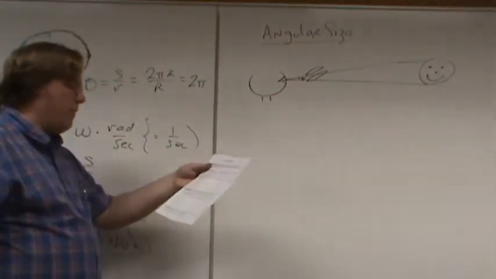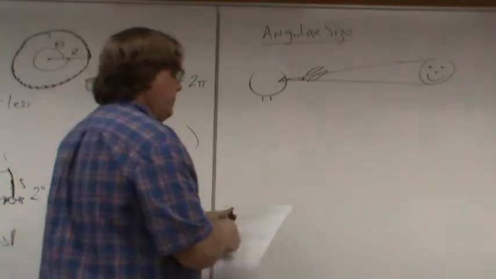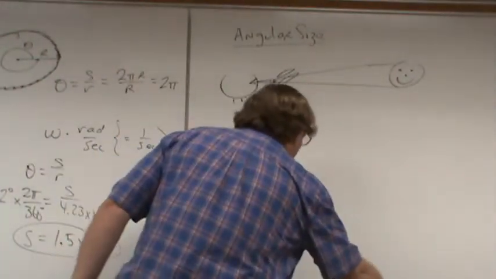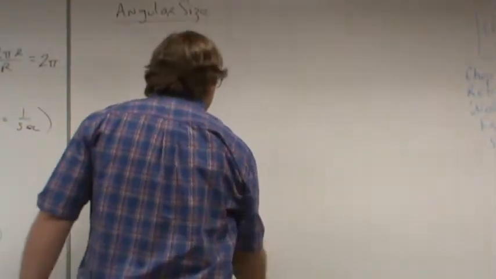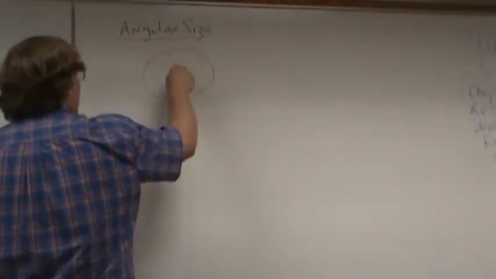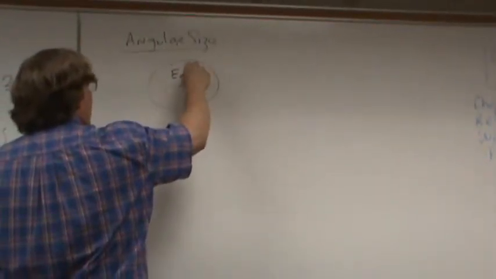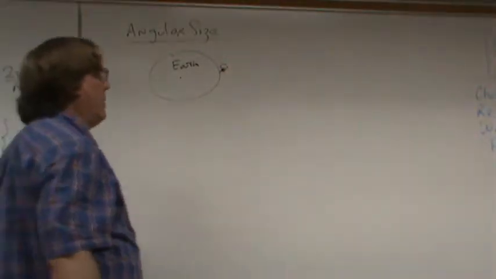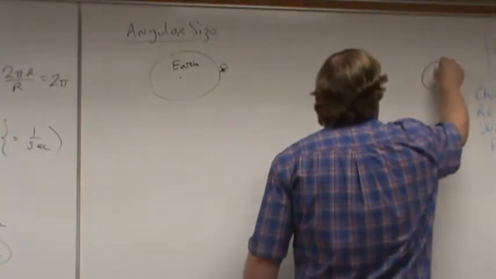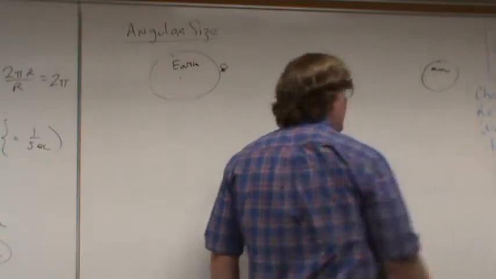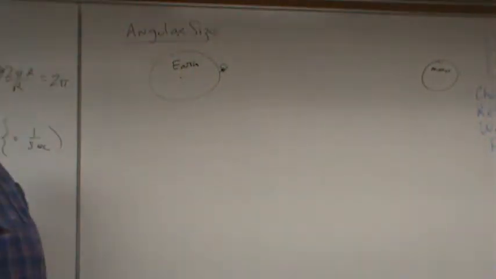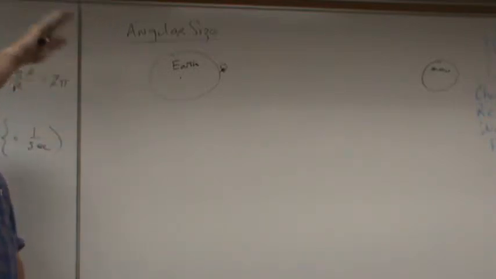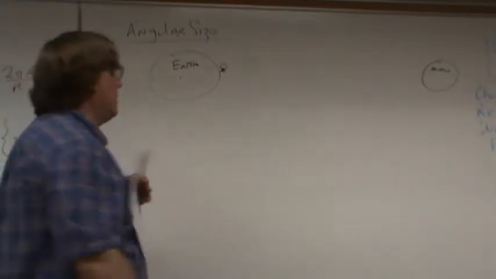So now let's go ahead and do example number 2, solar eclipse. Here's the situation. Let me erase Fatima there. So here's the Earth. Here's a human being standing on the Earth. And here's the moon. I want to know what the angular size of the moon is. That is, what angle does the moon subtend in the person's sight?